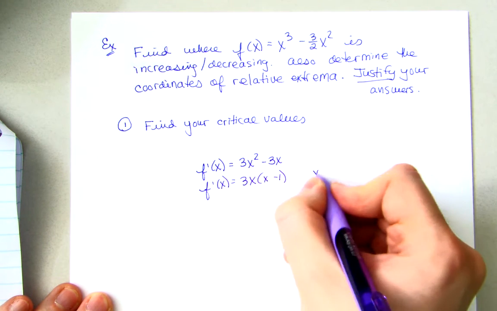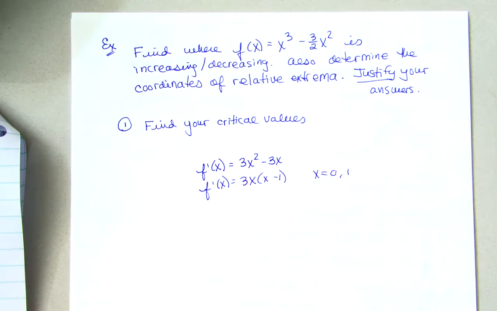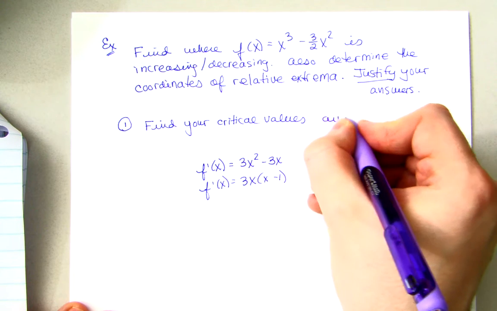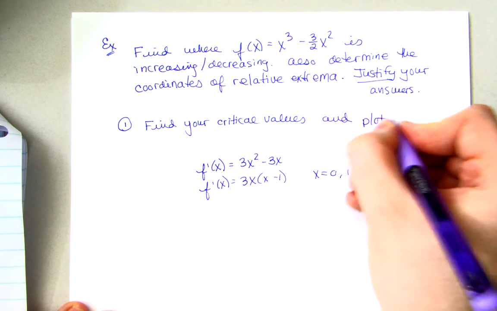Oh, this should be kind of nice. X equals 0, x equals 1. Something now from the summer work is going to come back. I'm going to find the critical values, and I'm going to plot these on a number line, and I'm going to label that number line f prime.